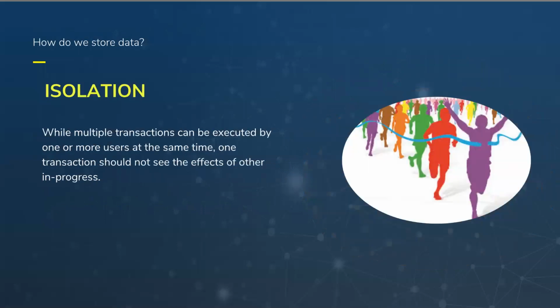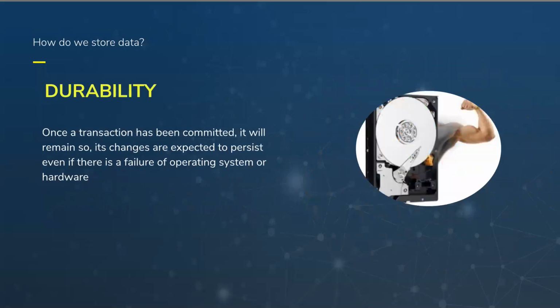The third principle is isolation. While multiple transactions can be executed by one or more users at the same time, one transaction should not see the effects of other in-progress transactions. And the last one is durability. Once a transaction has been committed, it will remain so. Its changes are expected to persist even if there is a failure of the operating system or hardware.